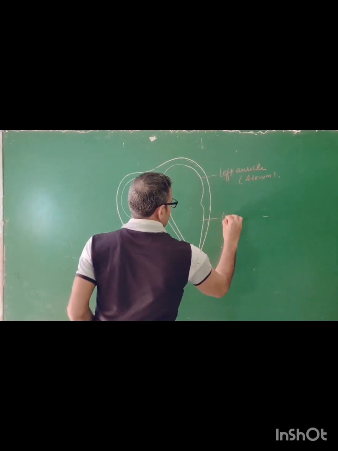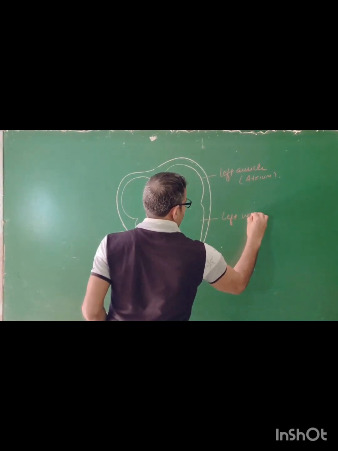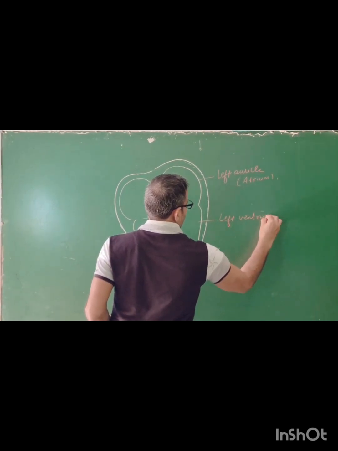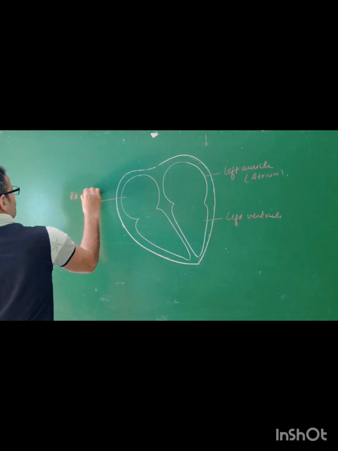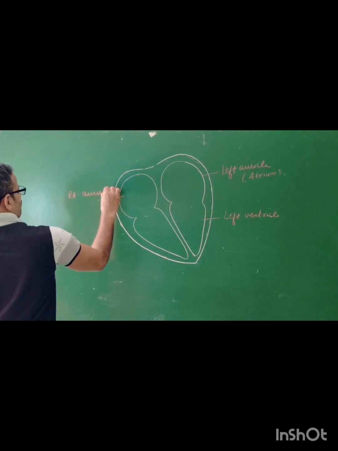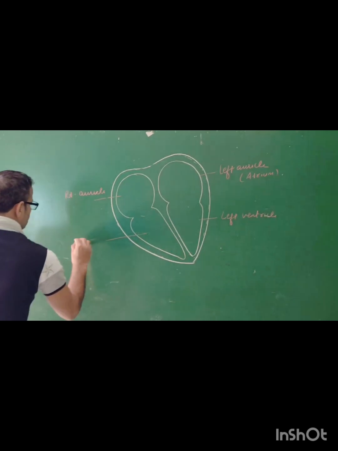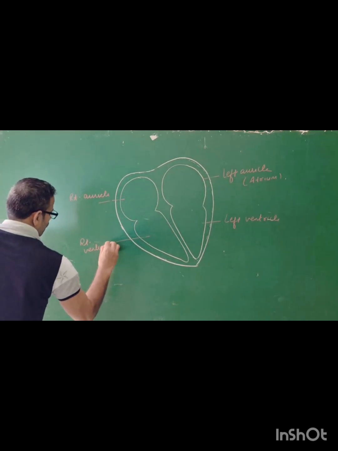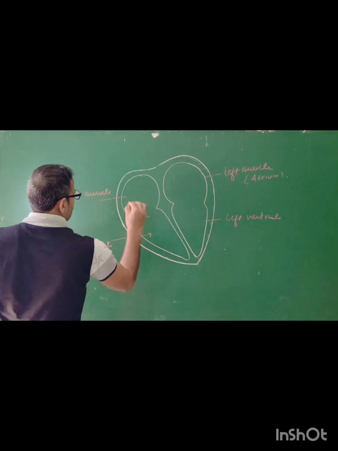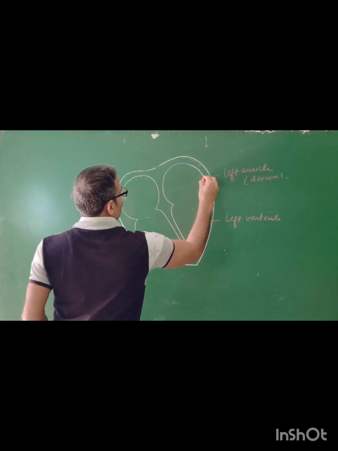And this one is left ventricle. This one is the right auricle. Right auricle. And this one is right ventricle. Right ventricle. You can make arrow.